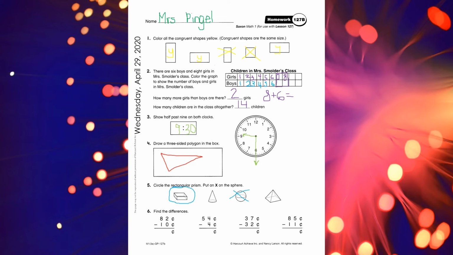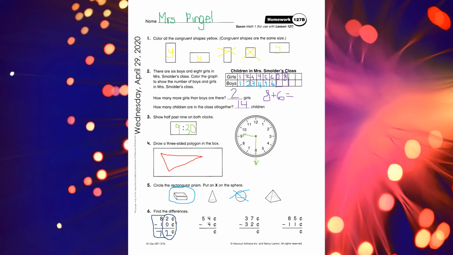All right, and number 6, it looks like a challenge, but I love my challenges, so here we go. Find the differences. 82 minus 10. Okay, here we go. I can do this. Taking the groups of pennies. 2 minus 0. That's 2. Okay. Focus, focus. Groups of 10. 8 minus 1. 8 minus 1 is 7. Ha! I did it! 72 cents. 82 minus 10 cents equals 72 cents. Nailed it!